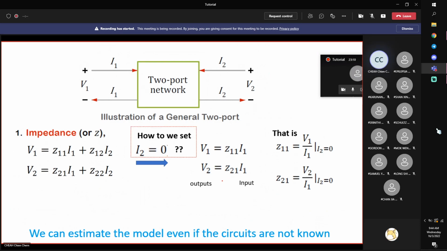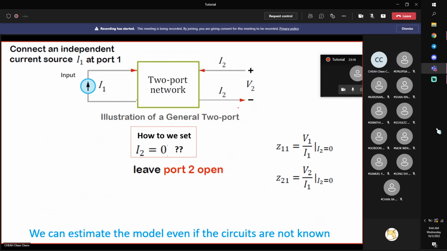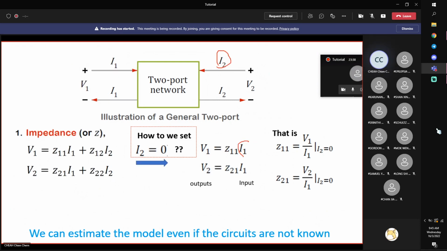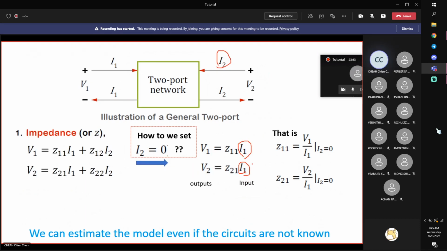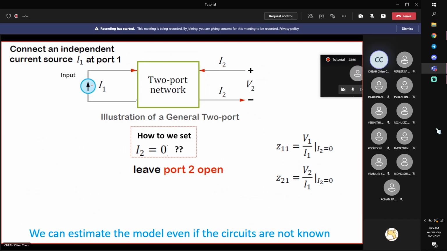So the next question is, how do we set I2 equal to 0? When you want to set I2 equal to 0, it means you open it. So this is what you should do. Go to the two-port network and leave port 2 open. If there's something connected there, like a load, remove it, then it will be open. When it is open, remember that we have current as input now, only one input, and this input is at port 1, I1. So go to port 1 and put in an independent source. You have done the experiment.